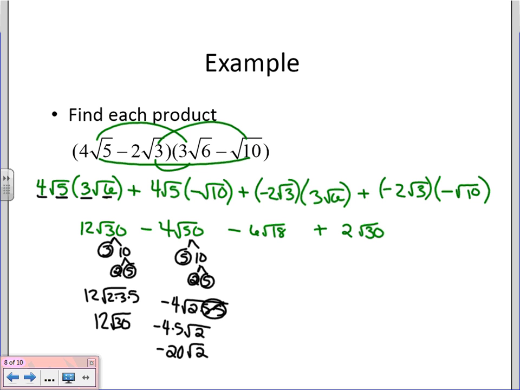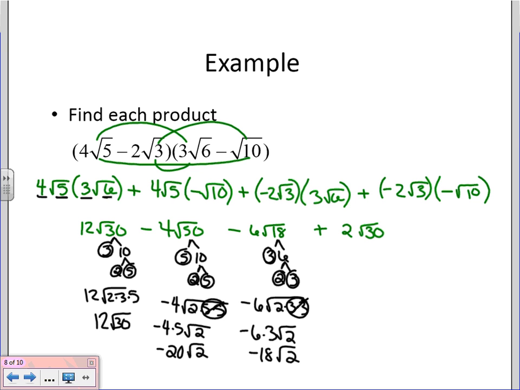18 comes in 3, 6. This is 2 and 3. We have negative 6 square root 2 times 3 times 3. Circle one out, bring one out. Negative 6 times 3, square root of 2. It's negative 18 square root of 2.